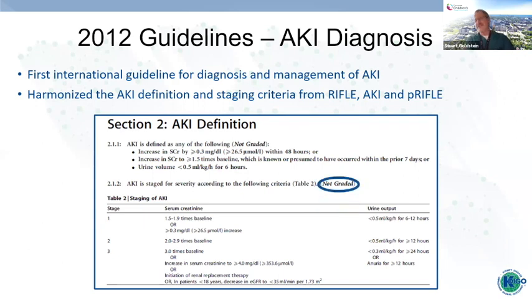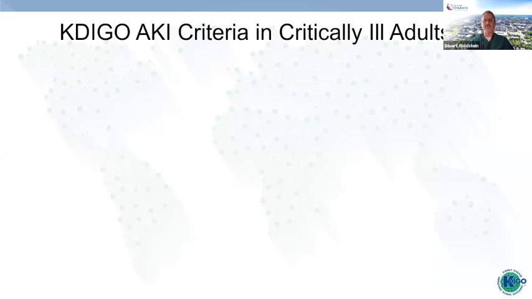But interestingly, and what's really important, even though this is the definition of this disease, this was an ungraded recommendation because these criteria had never been tested before and were the summation, as I've mentioned, of RIFLE, AKIN, and pRIFLE.